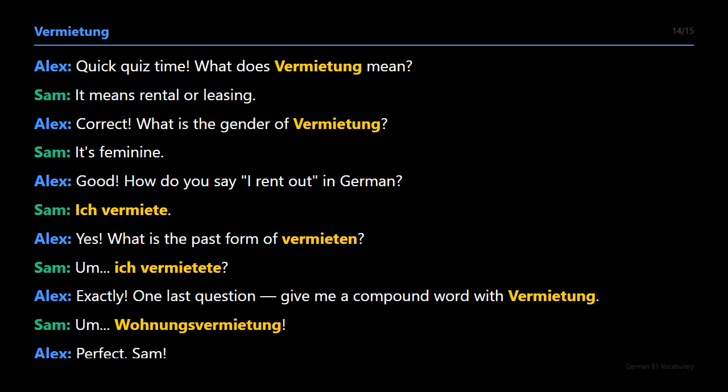Yes. What is the past form of vermieten? Ich vermietete. Exactly. One last question, give me a compound word with Vermietung. Wohnungsvermietung.